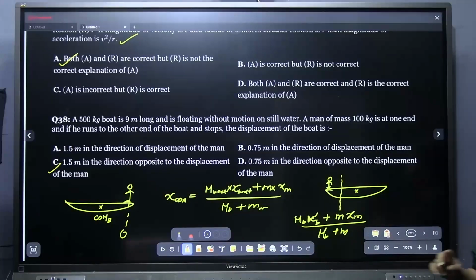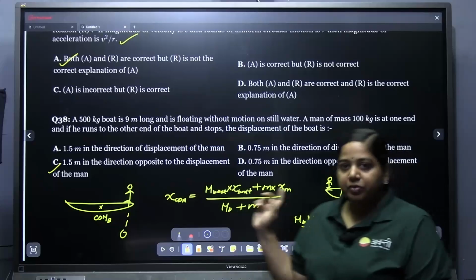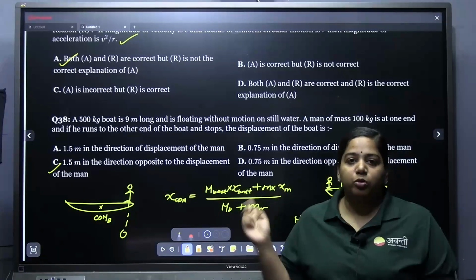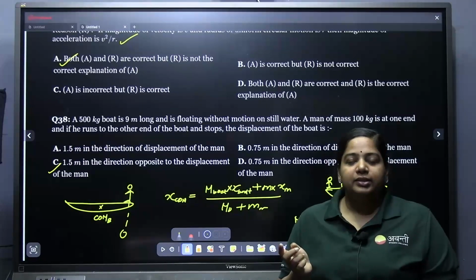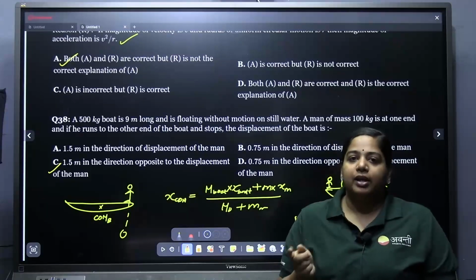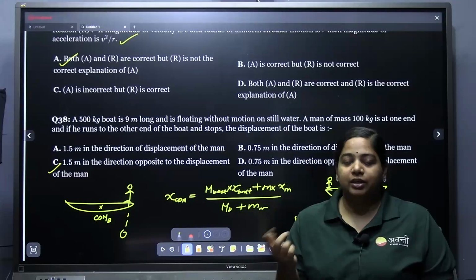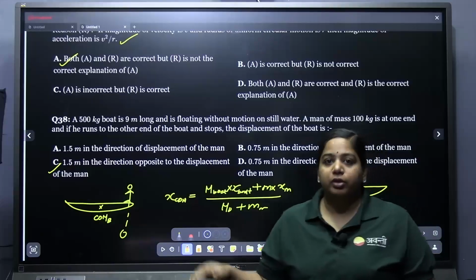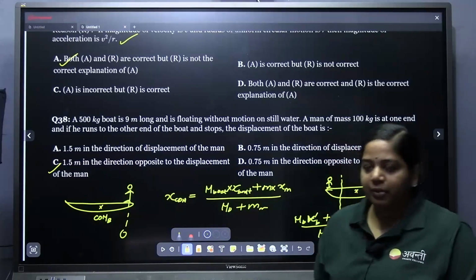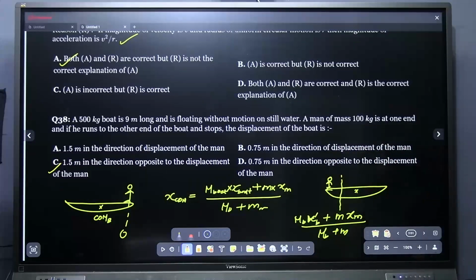I hope you understood this, or if you did not understand, you can search more problems like this. Center of mass conservation, like man moving on a disc or man moving on a boat, such questions you can search and practice.